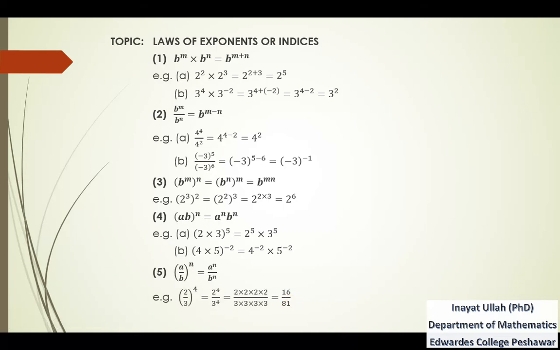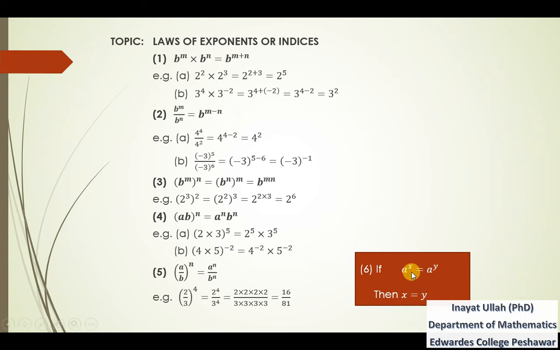And the last law of exponent, which is very important, the sixth one. If we are given a power x is equal to a power y, what does it mean? It means that whenever the bases are the same and there is equality between these two, the powers will also be the same. Whenever a power x is equal to a power y, it means that x is equal to y. So this rule is very important because there are questions which will be solved by using this rule.